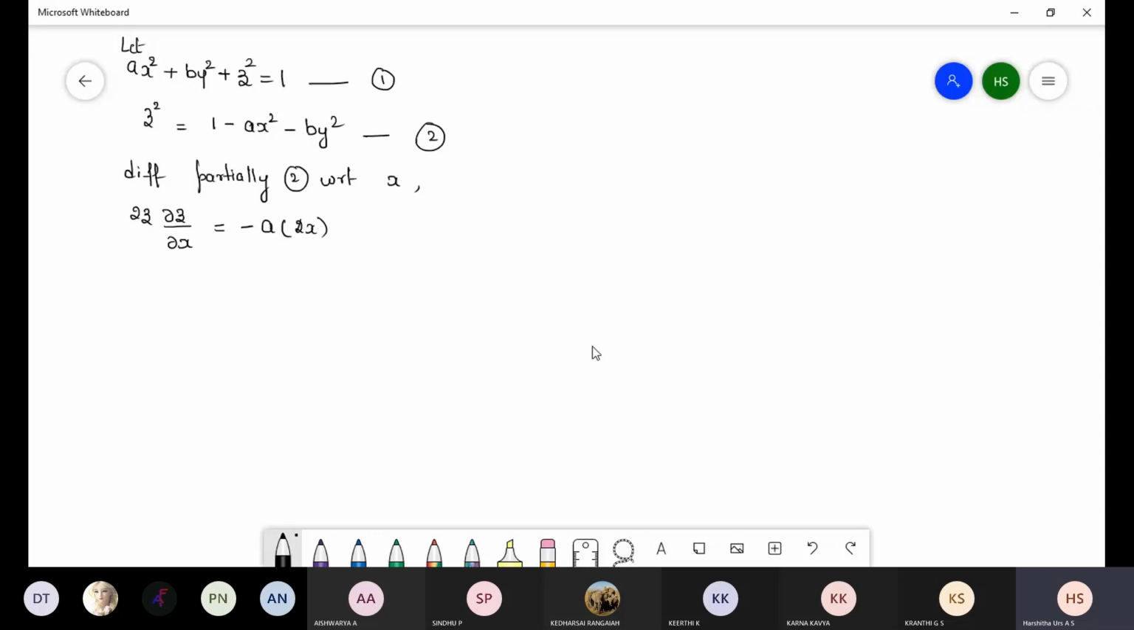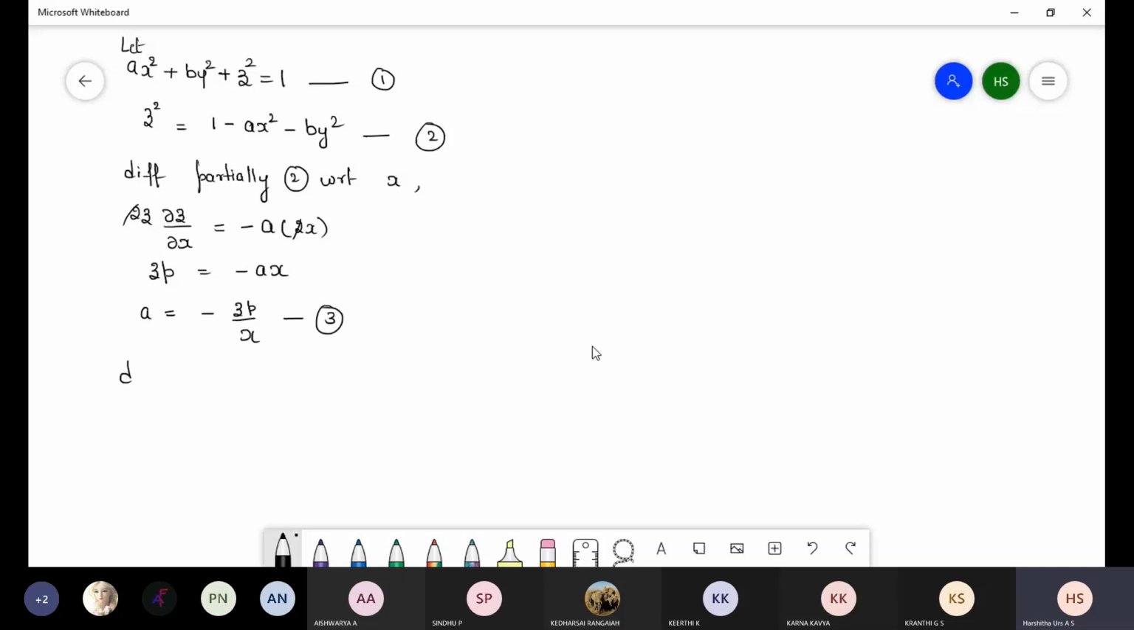2x. Now, 2 will get cancelled. I write this z as it is. According to our notation, dou z by dou x, for that term we have to write in terms of p. Here, minus ax I will write as it is. We have to eliminate the constant, so rewrite the equation in terms of a is equal to minus zp divided by x. Call this equation 3.